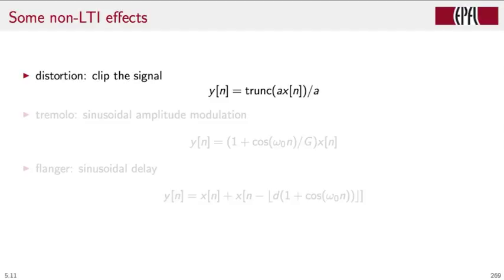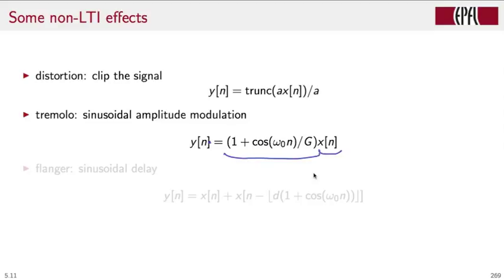Simple distortion can be achieved by truncating a scaled version of the input signal and bringing back the signal to the original amplitude. Tremolo is an effect achieved by multiplying the input signal by a slowly varying sinusoidal component. This will change the volume periodically in time.